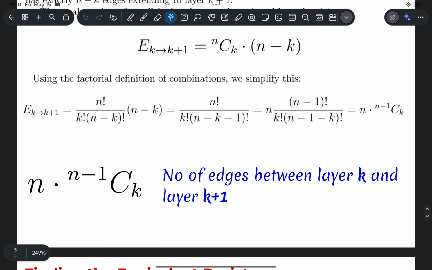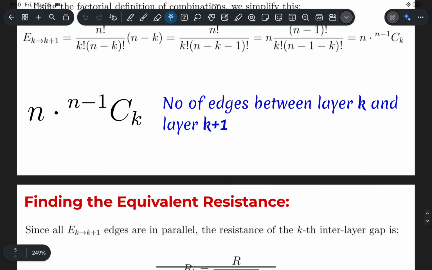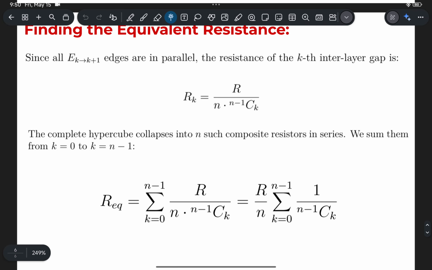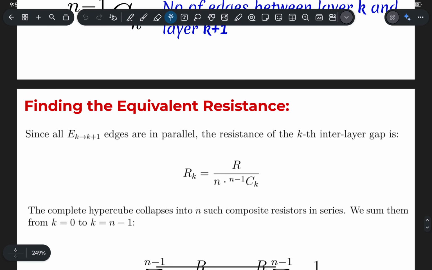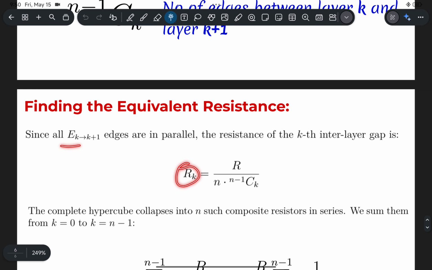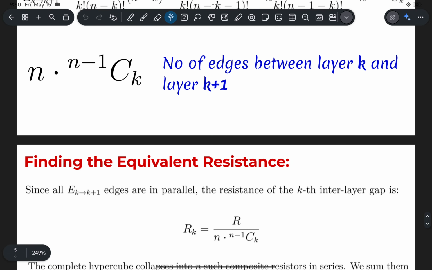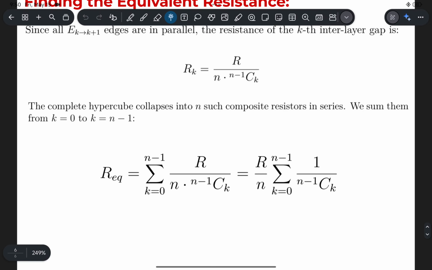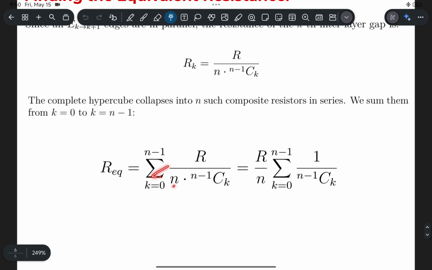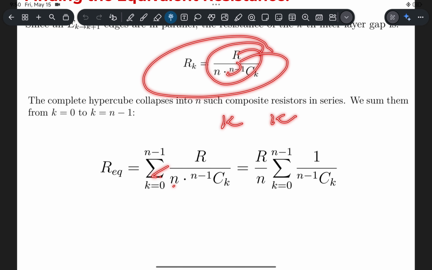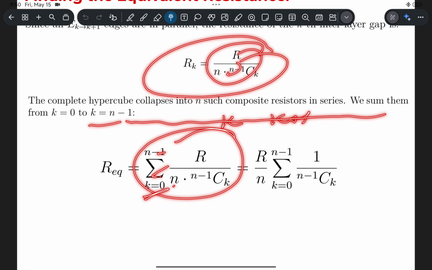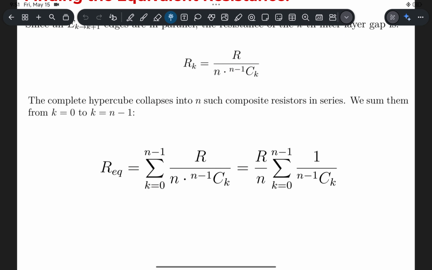Now we have the number of edges between the layers, and we know that these are going to be parallel. So the resistance between the kth and k plus 1th layer is R by this value, the number of edges. So that I have substituted. Sorry, these are all parallel, that's why the R by came. Now all these k to k plus 1 stages are in series. So I have just added them by varying k from 0 to n minus 1. So this is the generalized formula for an n-dimensional cube.